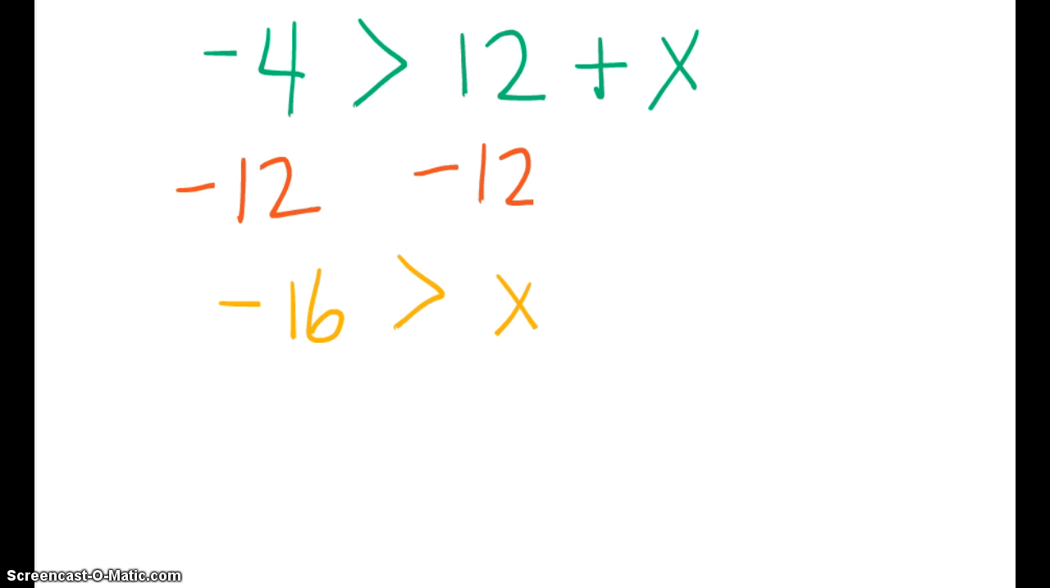Which we can then write as, we can leave it like this, that's perfectly fine, but you're a little bit more used to seeing x is less than negative 16, which is the same as this. X is less than negative 16, or negative 16 is greater than x. And that's it. So as you can see, solving inequalities is just like solving one-step equations, except when you divide by a negative, don't forget to flip the inequality sign.